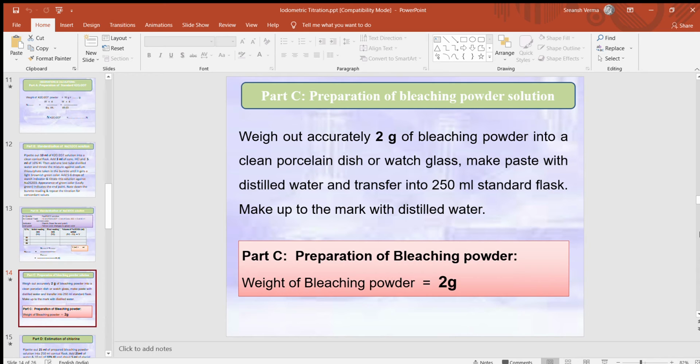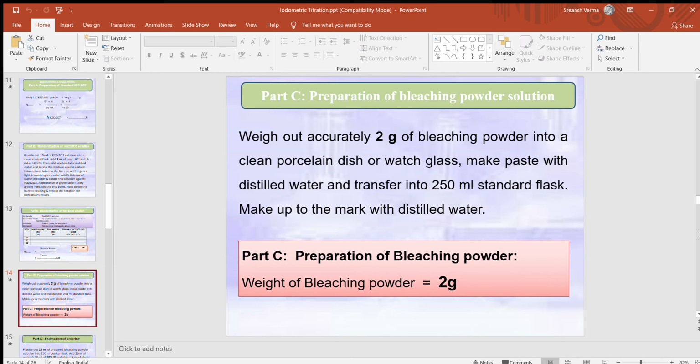A very fine and smooth paste is required, because if you do not make a smooth paste, the granules will have chlorine in them, and the liberation of chlorine will not be proper. That is why you need to grind and crush all the granules present in the bleaching powder, as bleaching powder is hygroscopic in nature. That is why it might have some granules in it. So you will break all those granules and prepare a nice fine paste, so that the chlorine is released easily.